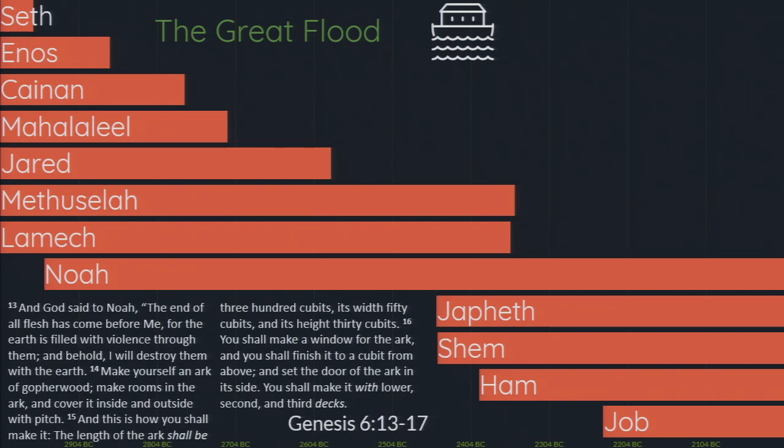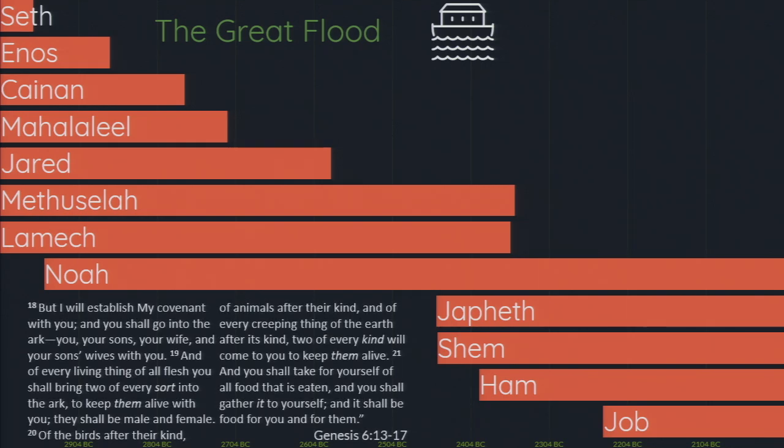The length of the ark shall be 300 cubits, its width 50 cubits, and its height 30 cubits. You shall make a window for the ark, and you shall finish it to a cubit from above, and set the door of the ark in its side. You shall make it with lower, second, and third decks. And behold, I myself am bringing floodwaters on the earth to destroy from under heaven all flesh in which is the breath of life. Everything that is on the earth shall die."